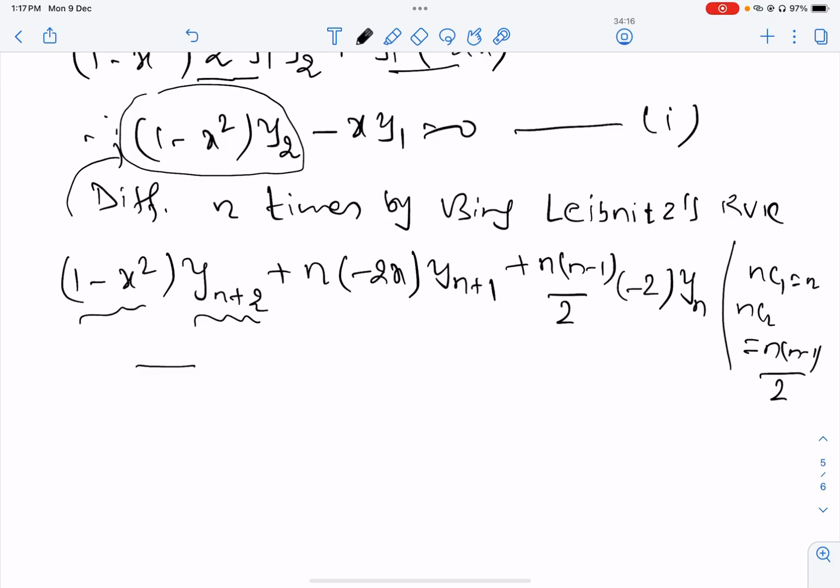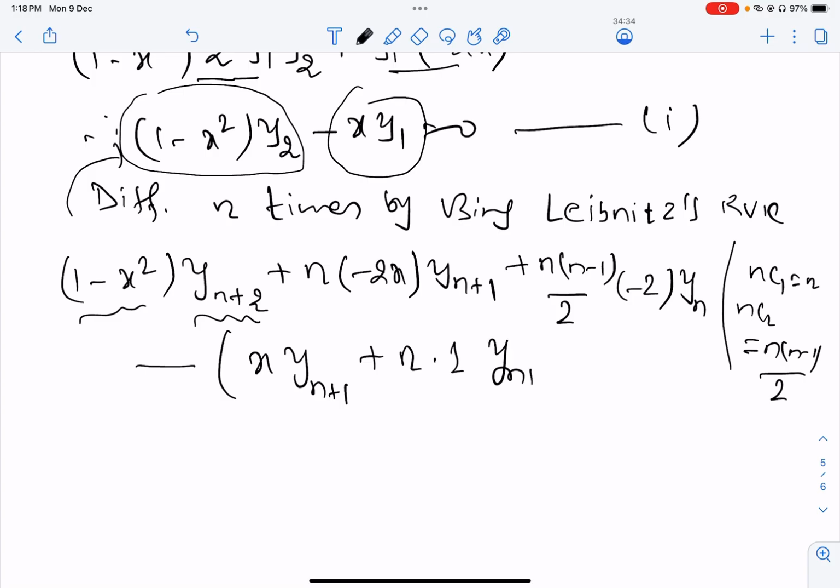Then minus. Let us take the nth derivative of this. So x, nth derivative of y1 is yn plus 1. Then plus nC1, that is n, derivative of x is 1. Reduce the derivative of yn plus 1, that is yn, and equal to 0.